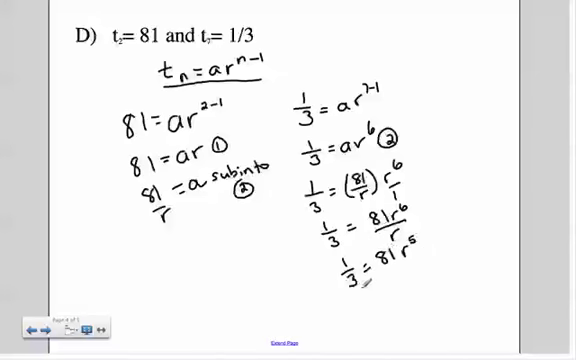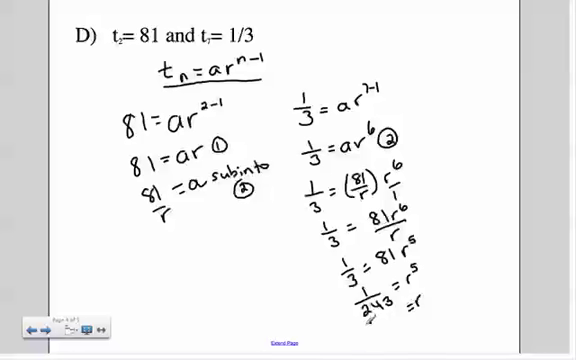I'm going to bring the 81 into the bottom here. The 81 is on top on the right hand side and represents a multiplication. So if I want to change it to a division, it's going to go into the denominator or the dividing part on the other side. So that's why I did 3 times 81 on the bottom. So now r to the 5 is 1 over 243.